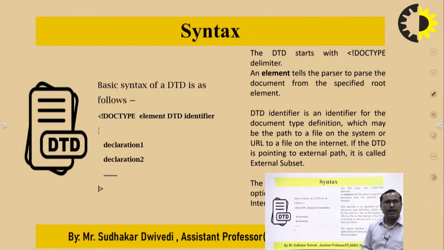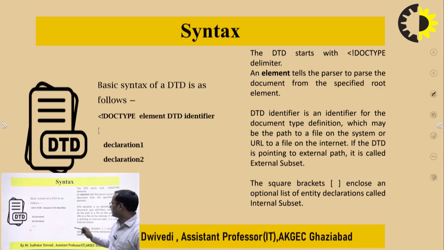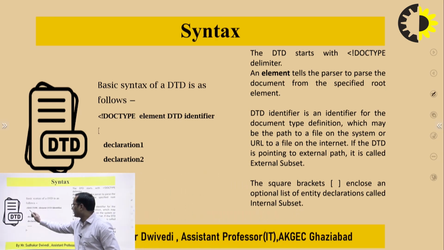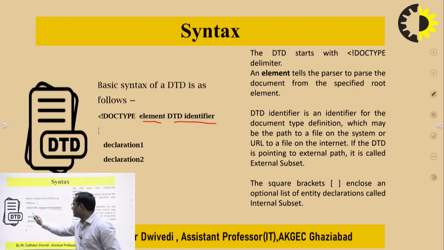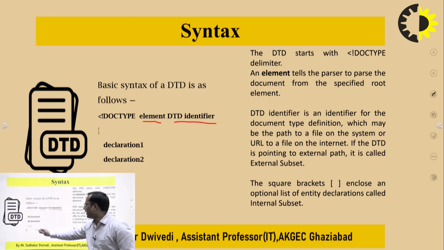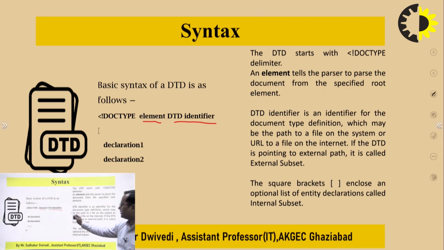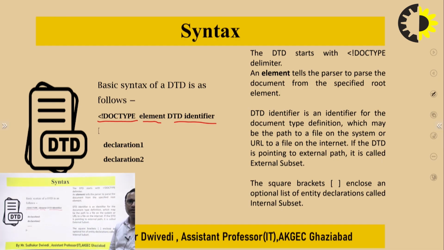The basic syntax of writing an XML DTD is the angle bracket, then DOCTYPE, then after DOCTYPE there is an element and then the DTD identifier, and square brackets for the declaration part, and then we complete this declaration part. So the DTD starts with the DOCTYPE delimiter. Here we start the DTD.